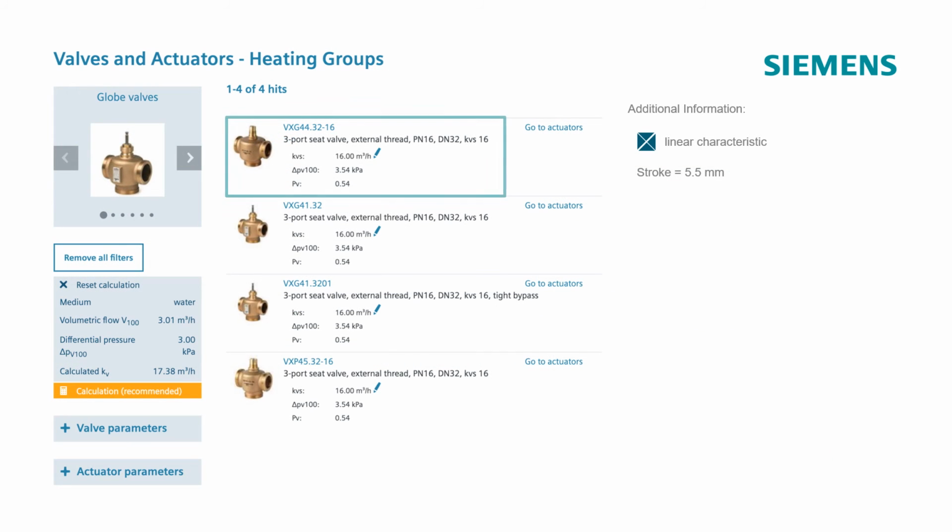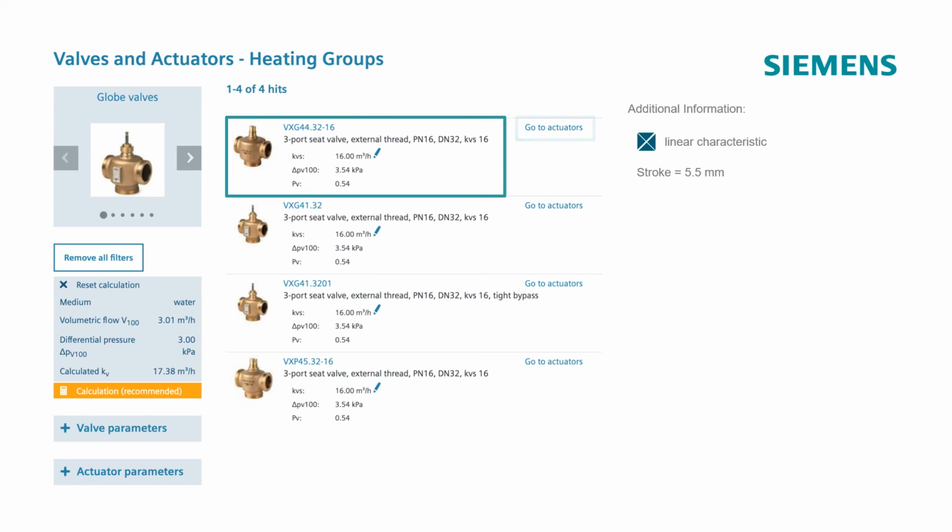We select the valve VXG44.32-16 because this is suitable for a room heating group. For this application, a valve with linear characteristic is just as suitable as a valve with an equal percentage characteristic, VXG41. As you can see, these valves now provide an effective resistance delta PV100 of 3.54 kPa, resulting in a valve authority PV of 0.54. This is acceptable for the present application.